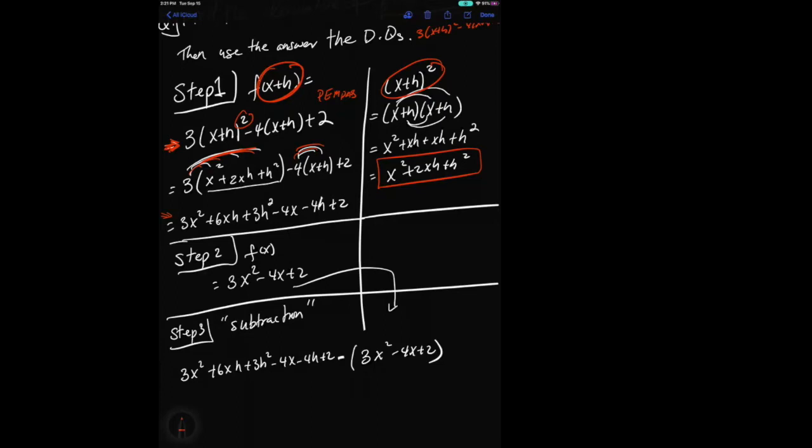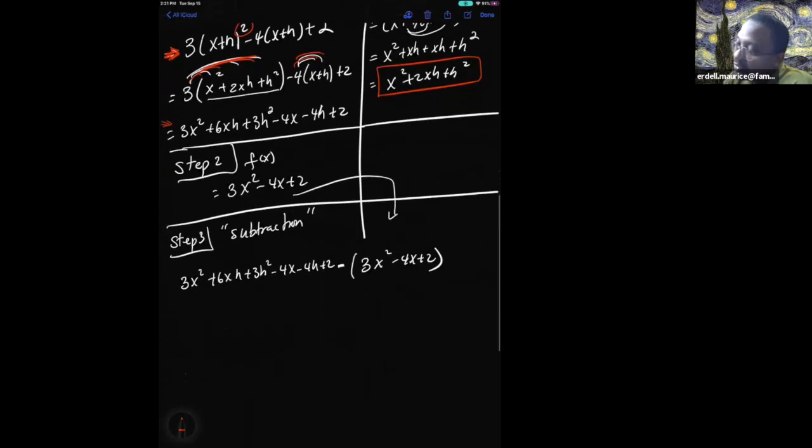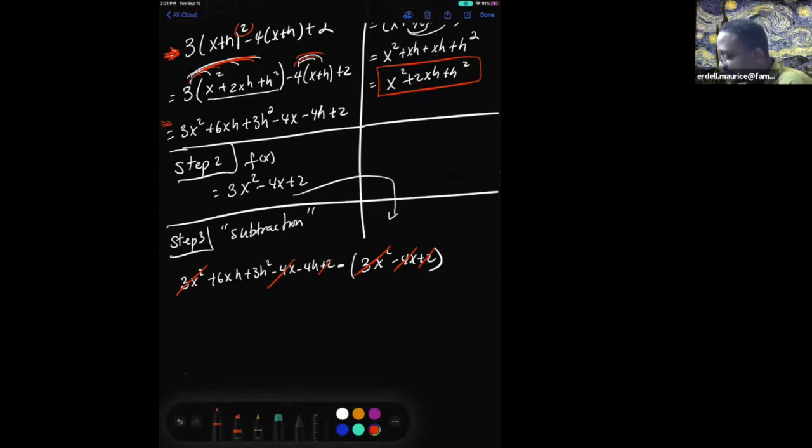So I'm subtracting. So like terms will cancel out. 3x squared minus 3x squared, they will cancel out. Negative 4x minus negative 4x, they will cancel out. And then 2 minus 2, again, they will cancel out. If you've done step 3 correctly, all that you'll be left with are terms that have an h in there.